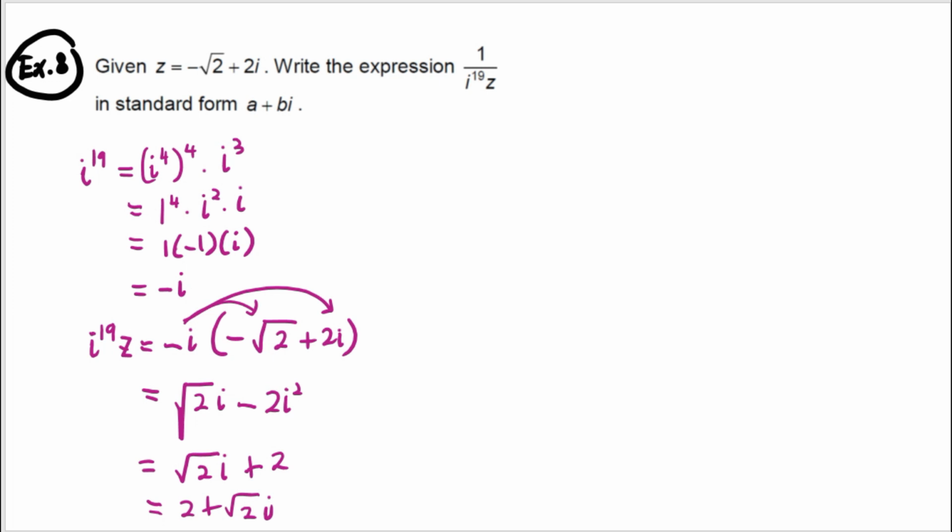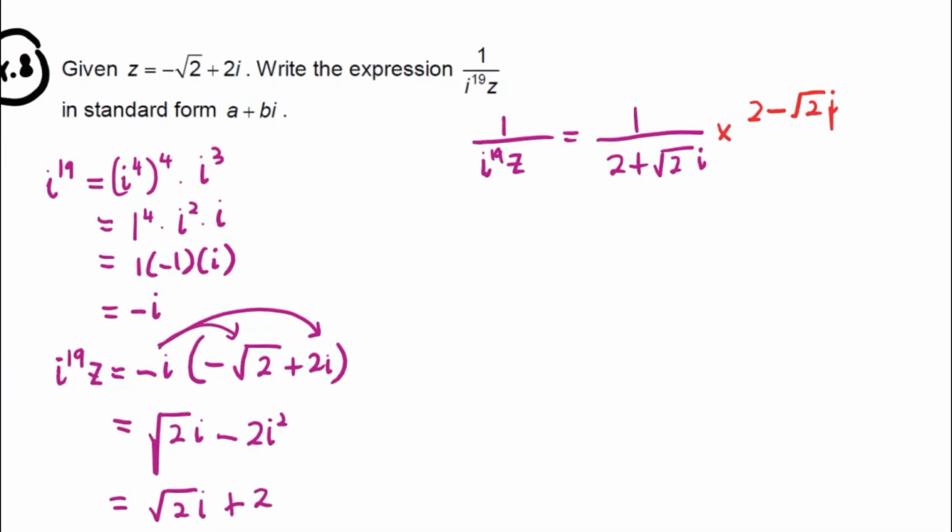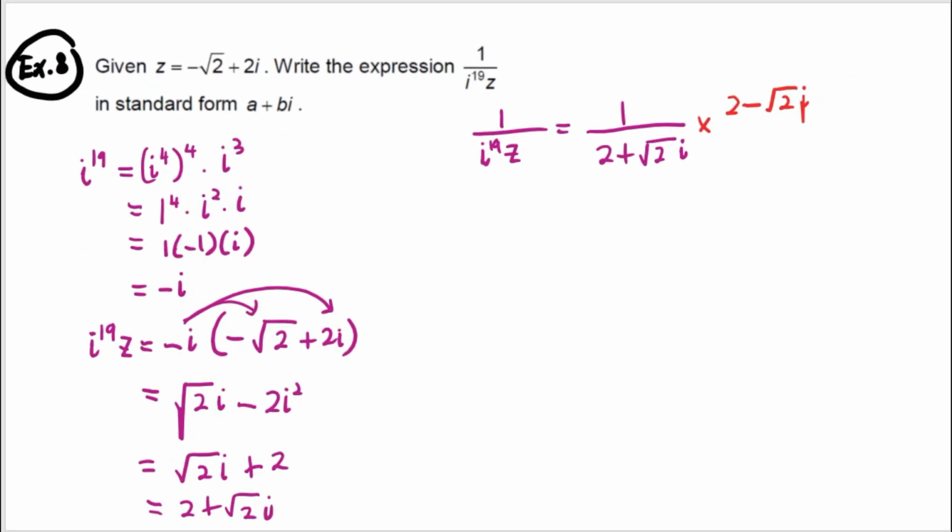Now, we need to write 1 over I to the power of 19 z. So we already have I to the power of 19 z, which is given by 2 plus square root of 2I. Now, always recall that if you have a complex number at the denominator, you have to multiply with the conjugate. Therefore, the conjugate will be 2 minus square root of 2I.